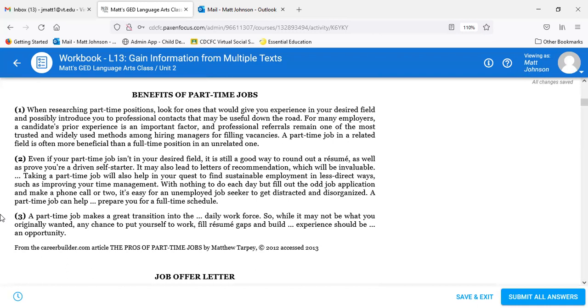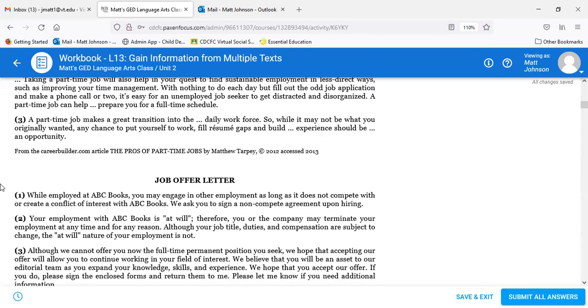A part-time job can help prepare you for a full-time schedule. A part-time job makes a great transition into the daily workforce. So while it may not be what you originally wanted, any chance to put yourself to work, fill resume gaps, and build experience should be an opportunity. From careerbuilder.com.